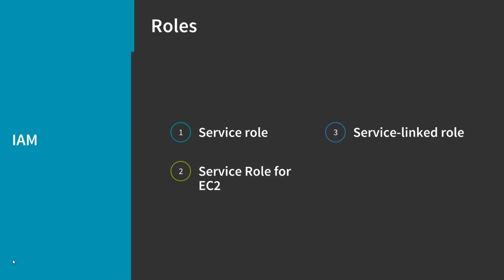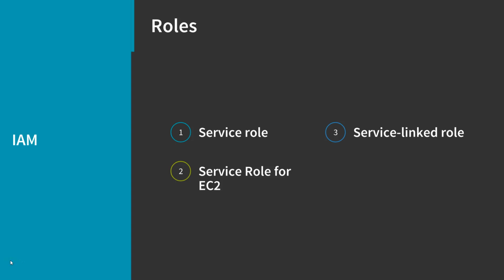Now, bear in mind that roles can also be used by an external user authenticated by an external identity provider, but that's going to be outside of the scope of this course. Now, there are several supplemental types of IAM roles, and the first is an AWS service role, which is a role that a service assumes to perform actions in your account on your behalf.